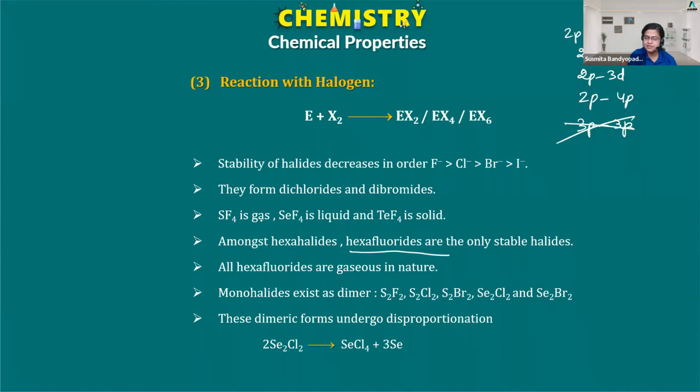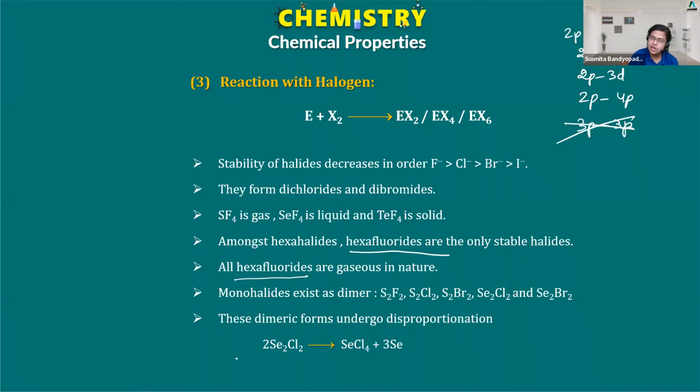SF4 a gas, SeF4 a liquid, TeF4 a solid. Same reason: as you go down the group, size increases, attractive force increases, physical state changes from gas to liquid to solid. All these hexafluorides are gaseous in nature. Hexafluorides cannot be formed by oxygen, non-availability of d orbital.